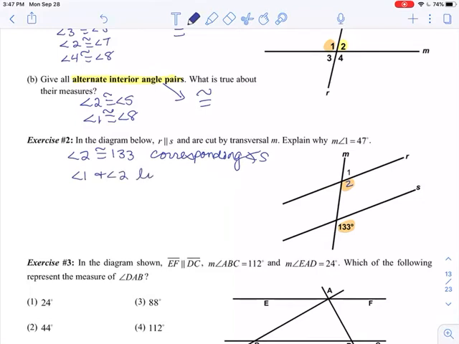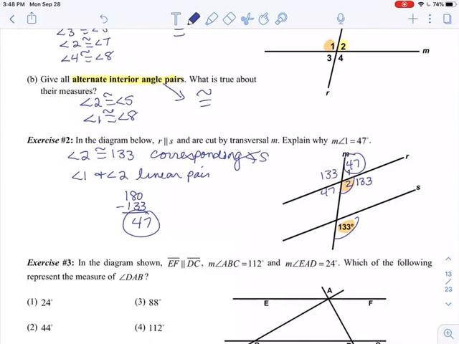All right? And then 1 and 2 form a linear pair. They have to be equal to 180. So I'm just going to do 180 minus 133, which is 47. So that's what angle 1 is. All right, so basically angle 2 is 133 because these are congruent, and then these form a linear pair, so that's 47. Once you know one angle, you actually know the rest of them.